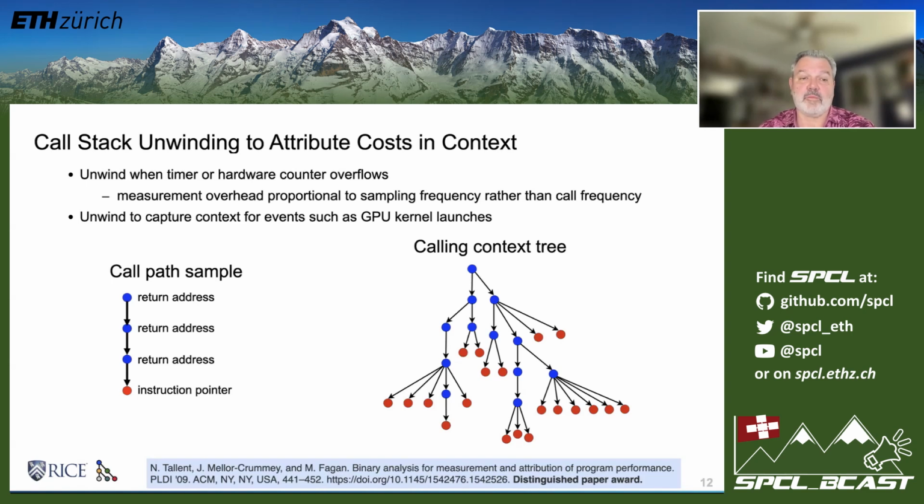And so if you think this is simple, it's actually not. In some cases, we can use information from the compiler, but in other cases where compiler information is not available, where we're dealing with libraries that strip code, which is actually common for many of the libraries available on supercomputers, we do on-the-fly binary analysis to figure out how to unwind the call stack on x86. And this was in a PLDI paper in 2009.